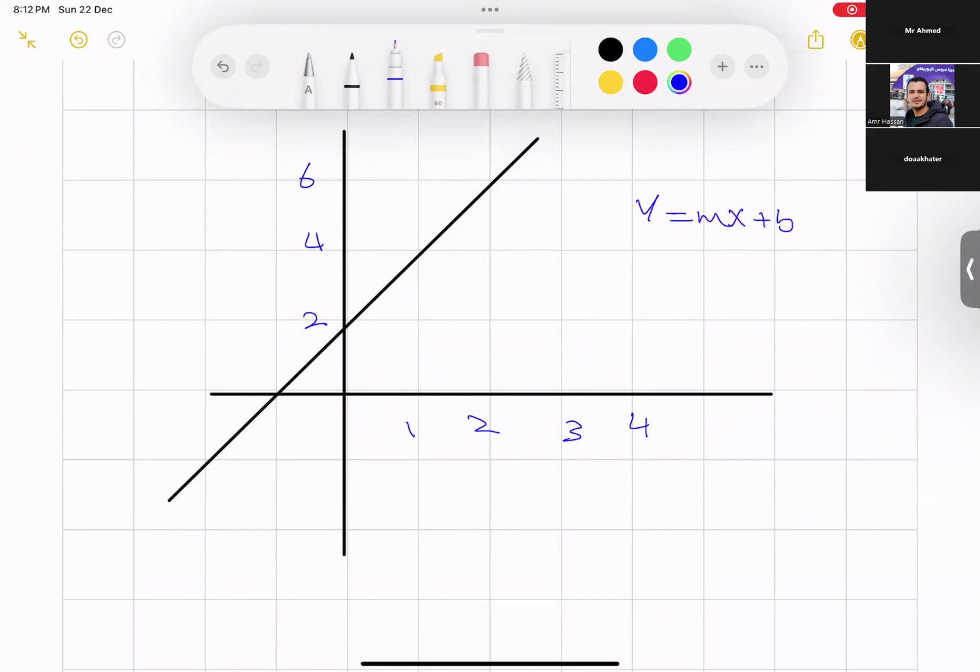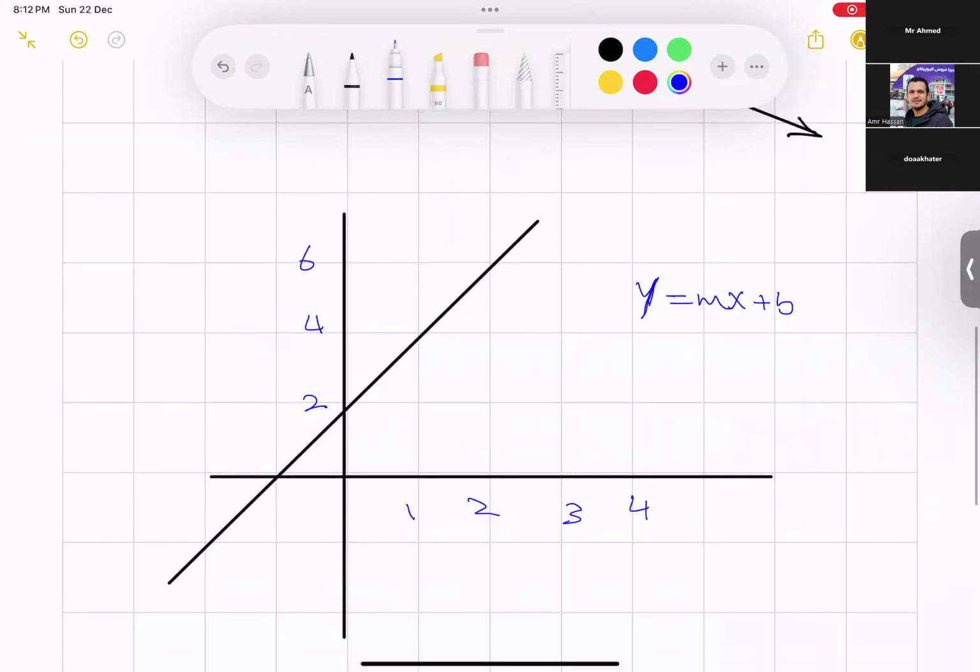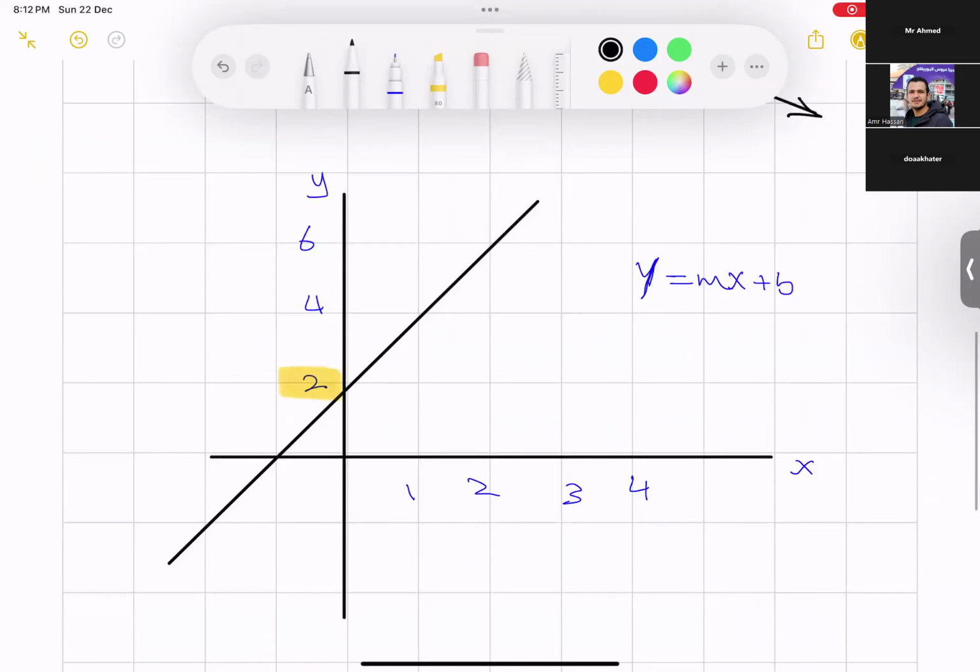To be able to get what b stands for, you have to look at the straight line. Do we have the y-intercept? Remember, this one is x, and this one is y. What is the y-intercept? 2. Yeah, so the first thing you write is y equals mx plus 2. No need to calculate it, okay? Right now, it's your turn to calculate the slope.